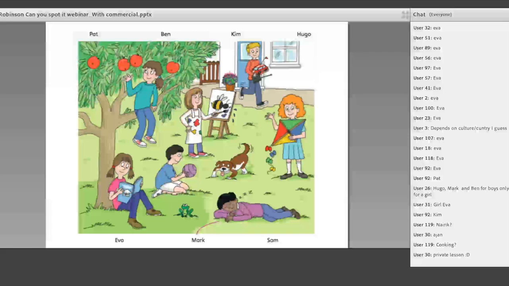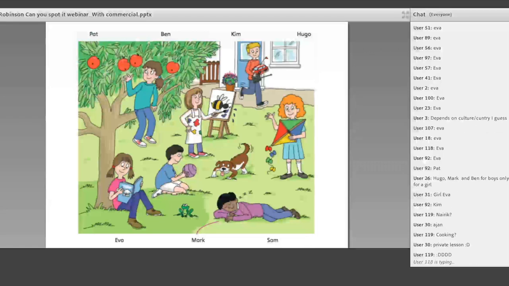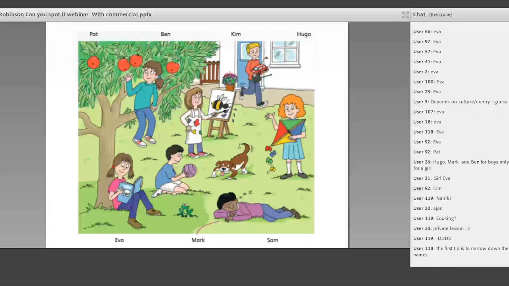So spotting which names can be girls' names and which names can be boys' names and which names can be both is a useful thing to do when students start to do this task. They can look at the picture and they can look at the names, and spotting which ones are girls' and which ones are boys' names is a very useful thing to do to help them before they even start listening.